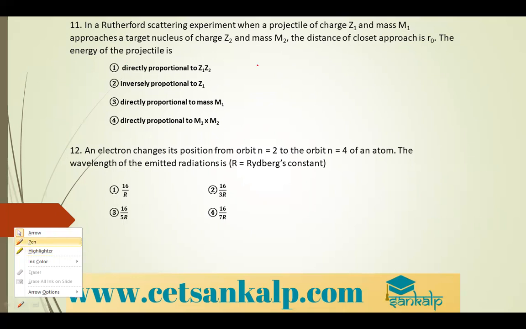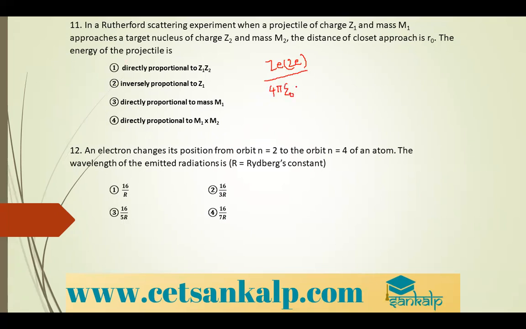So energy of the projectile is given as Ze times 2e divided by 4 pi epsilon naught r naught approach. So I can take this as Z1 e into Z2 e, divided by 4 pi epsilon naught r naught. Thus the energy of projectile is directly proportional to Z1 Z2. Correct. So option 1, that's the kinetic energy formula.